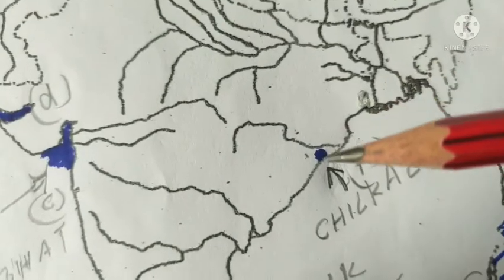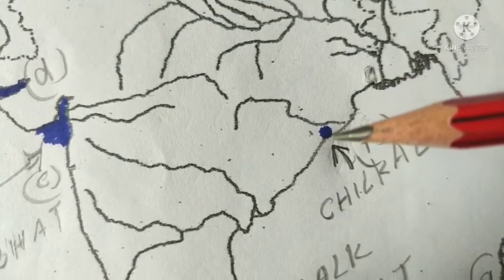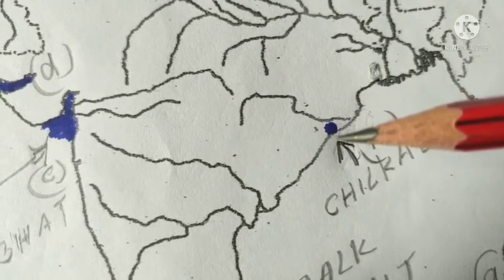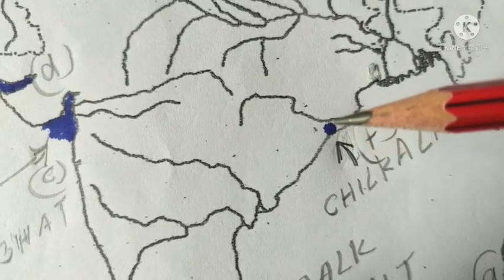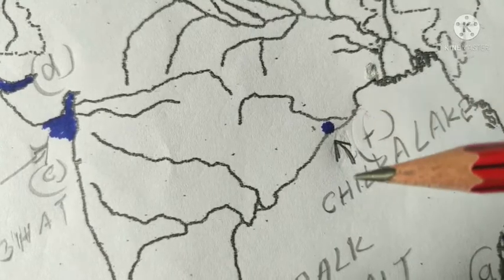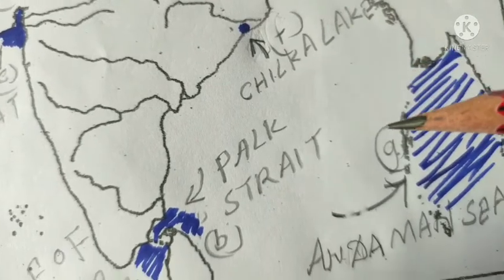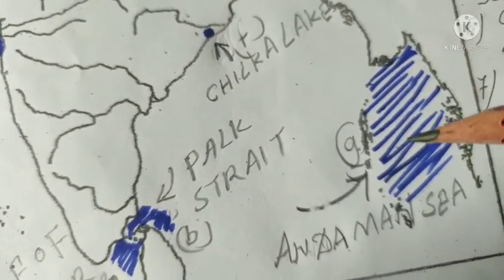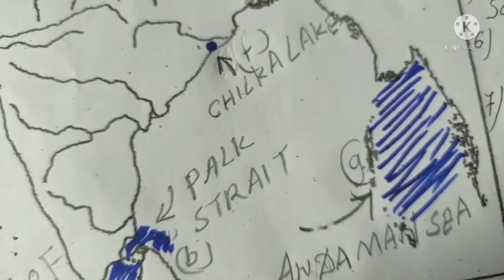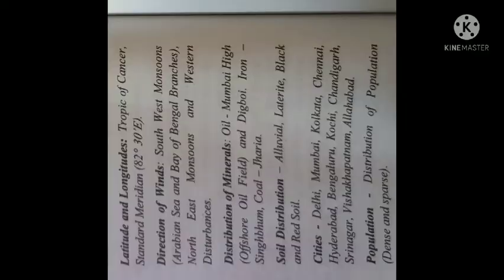And next is Chilika Lake. It is in Odisha. Inside this border, where a small curve is here, without going out of the border and without touching the river Mahanadi, you have to mark a small blue dot inside and label it. That is Chilika Lake. And the next is the Andaman Sea. So from here to here, this portion you can highlight and label it. So this is all regarding the water bodies of India.